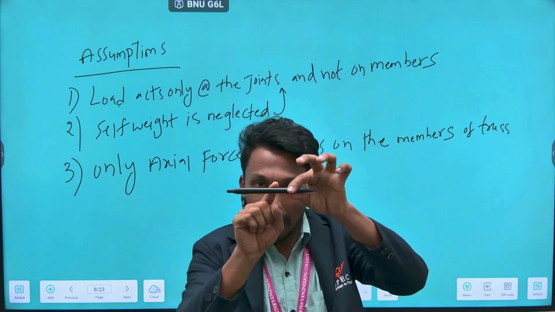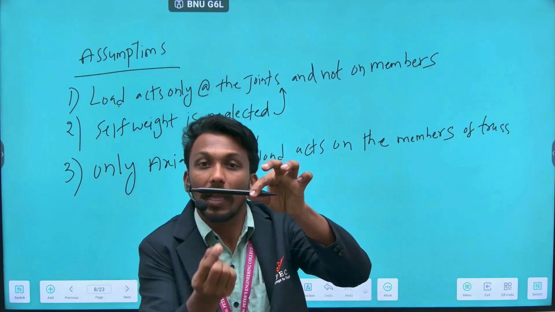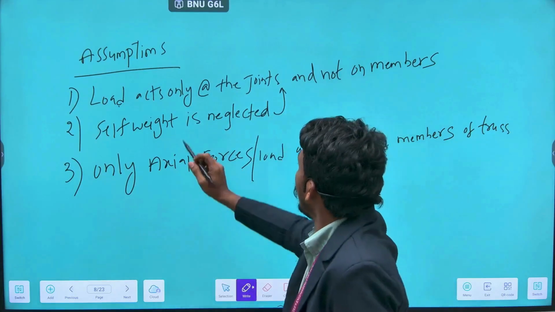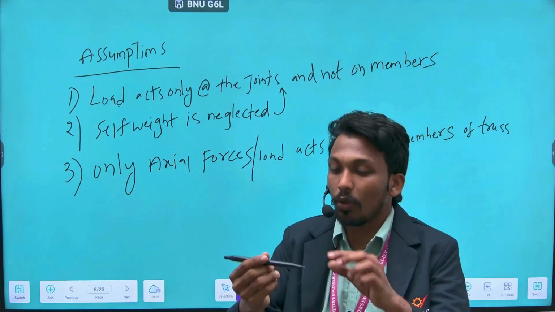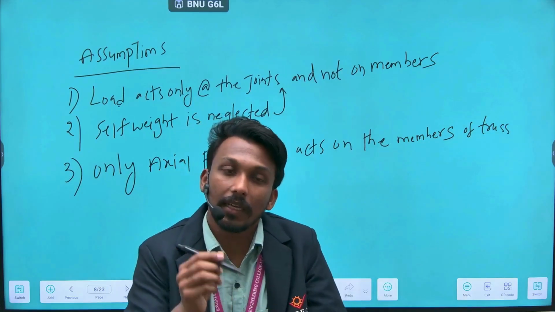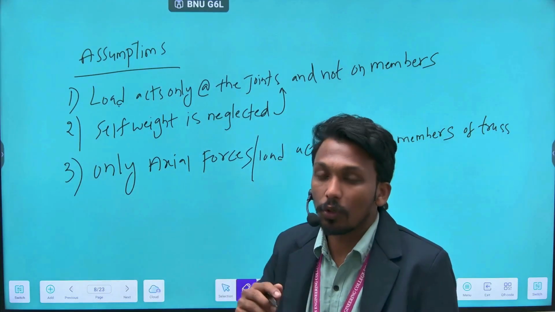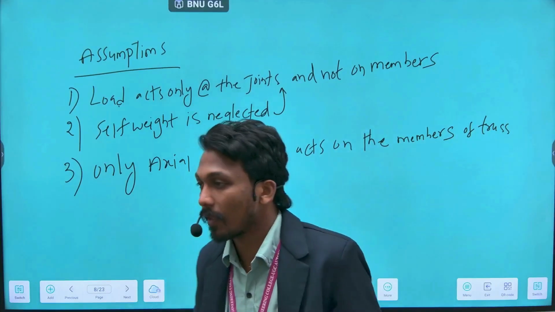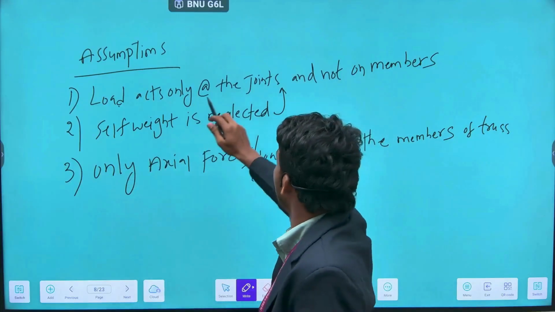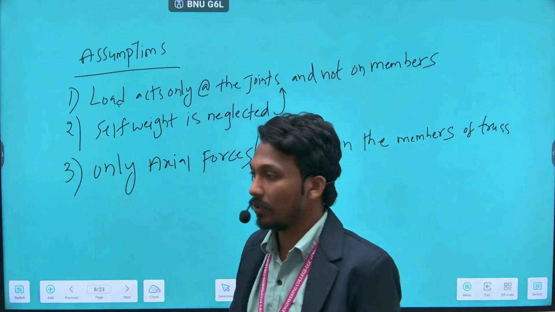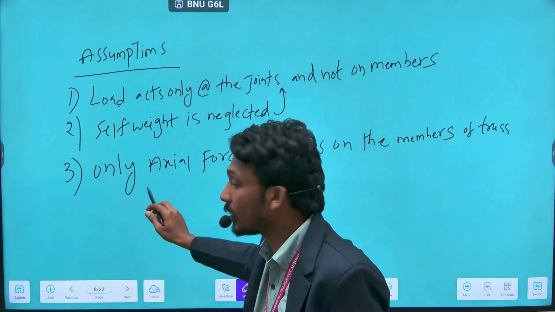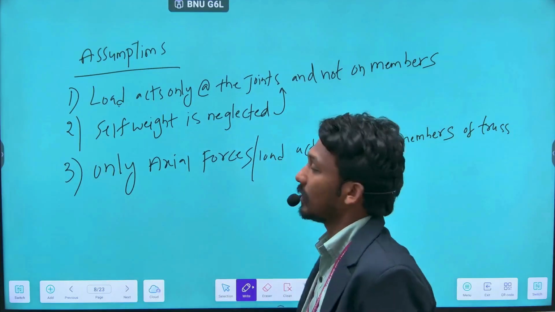So if a load acts here in between, then a load is acting on the member if we don't neglect the self weight. When the load is acting on the member, it is a transverse load which causes shear and bending. So to make analysis easy, we assume self weight is neglected and load is acting only at the joints. And hence, because of these two assumptions, the third assumption: only axial forces act on the members.